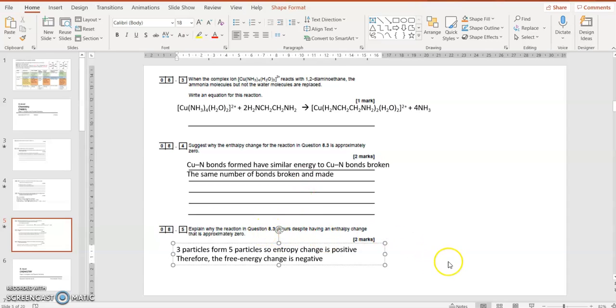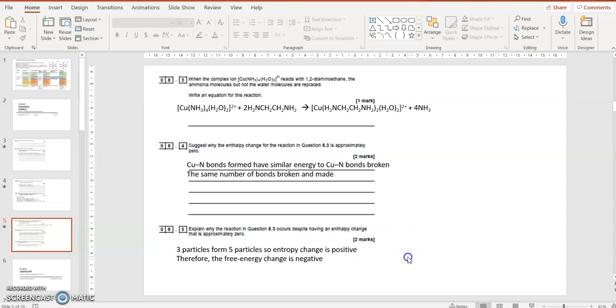Explain why the reaction in question 8 occurs despite having an enthalpy change of approximately 0. Well, there's something else called entropy. Entropy is disorder, where things tend to get disordered. Think about your bedroom maybe. It's all tidy one minute and then disordered the next, possibly. And then you've got to put work back in to get it tidy again. Things naturally go into a disordered state. So that's just the way of the world. So entropy means there's disorder.